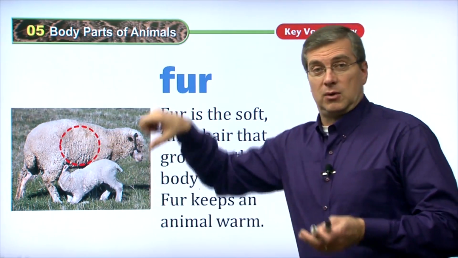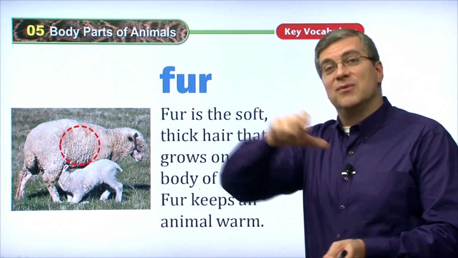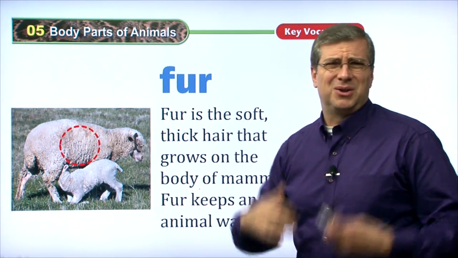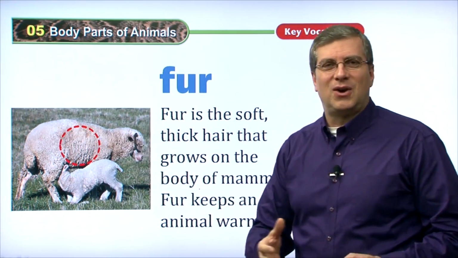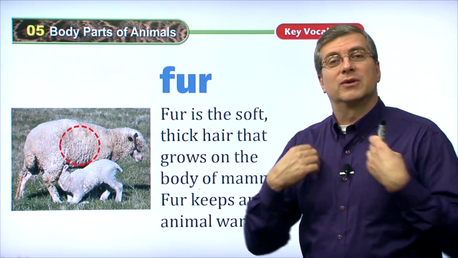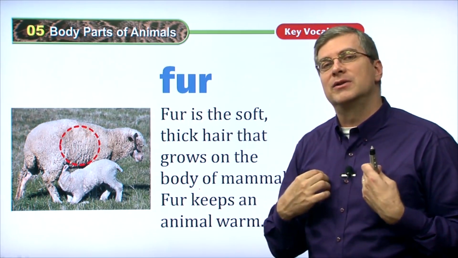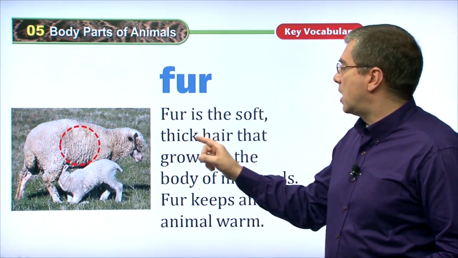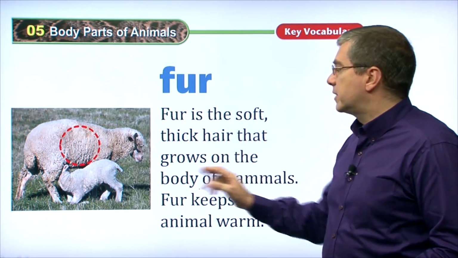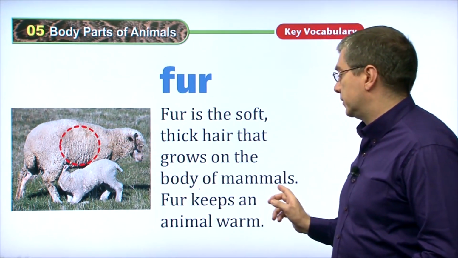We use that fur, right? The sheep farmers will shave the sheep. Poor sheep, they don't have any fur on afterwards. But we use that fur to make wool coats. So we may use it to make warm sweaters or use it in coats, in our clothing. Fur is the soft, thick hair that grows on the body of mammals.